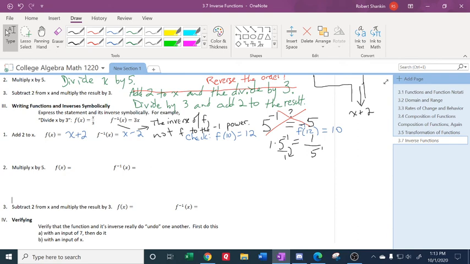Okay, group 1. What do you have for this one? This is Brianna from group 1. Okay. So the first one would be just multiply by 5, correct? And then the inverse. So what do I write next to f of x? F of x equals times 5? Just a 5? Yes. All right.